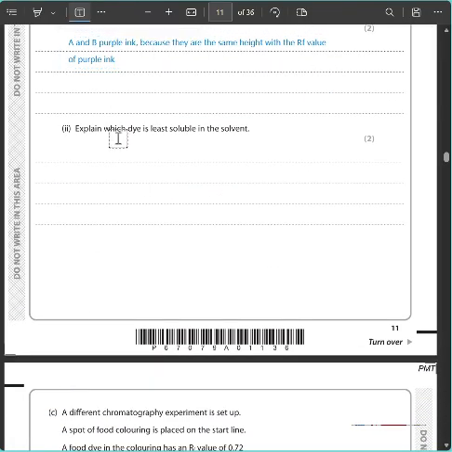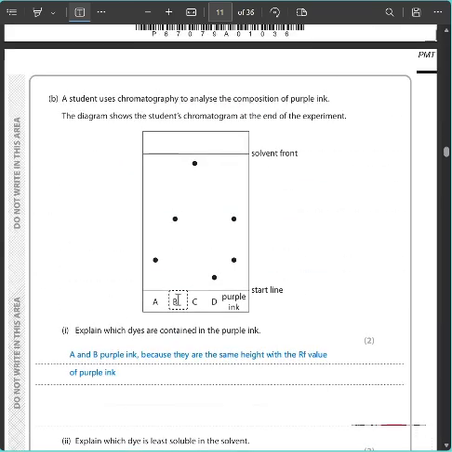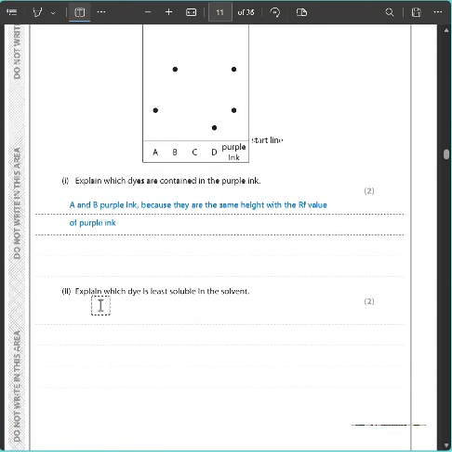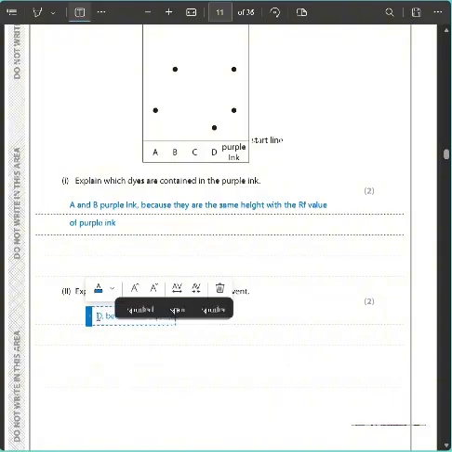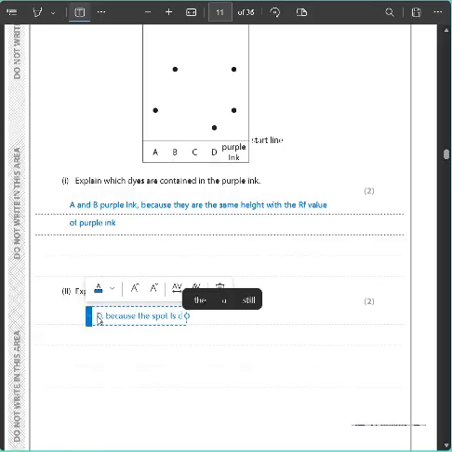Okay, the next one. Explain which dye is least soluble in the solvent. The least soluble will be the one that is closest to the start line, and it is D. And the reason is because the spot is closest to the start line.